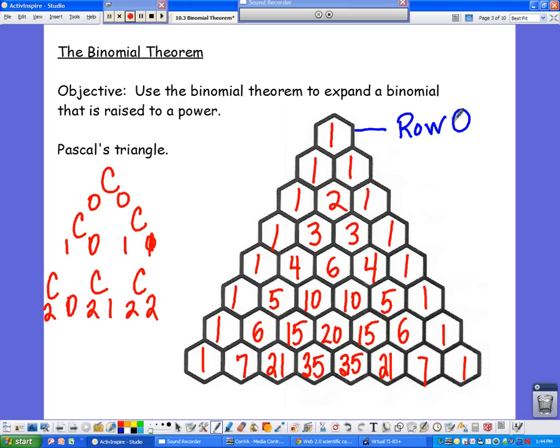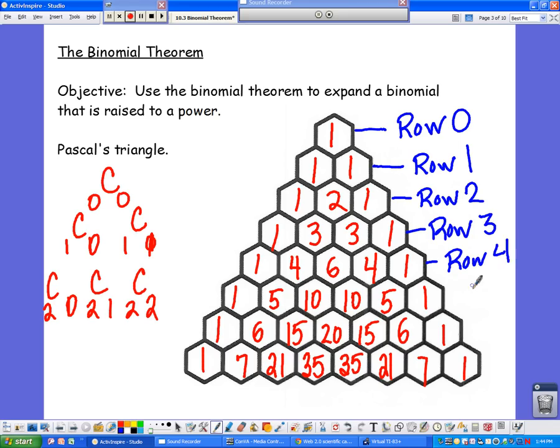Okay? So that makes then this one row 1. That makes this one row 2. And this is important for what we're actually going to be solving today. Row 3, row 4, row 5. This one's row 6. And lastly, row 7. And like I said, we can keep going: row 8, row 9, row 10.